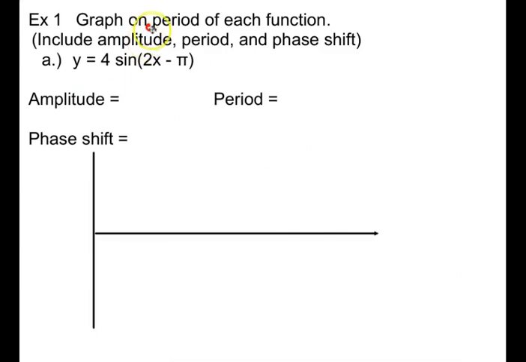So suppose I want to graph one period of each function. I'm going to include the amplitude, the period, and the phase shift. So I'm going to start with y equals 4 times the sine of 2x minus pi. Why don't you take a second and see if you can pick off the amplitude, the period, and the phase shift.